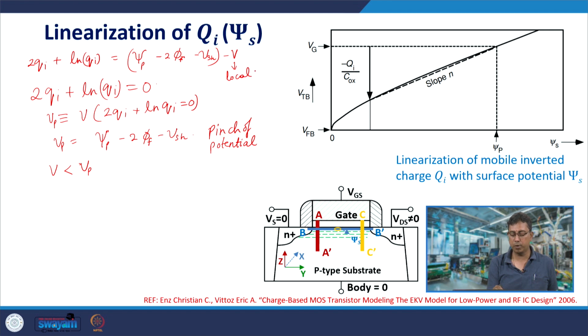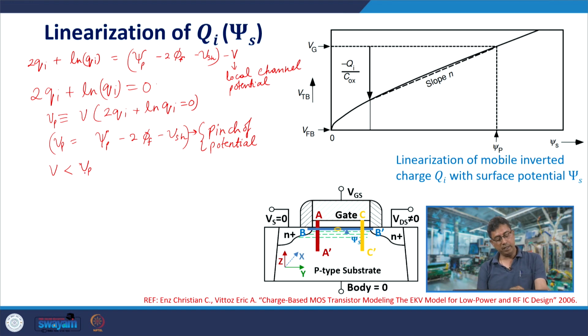Local, this V, small v, we call it local channel potential. So, this Vp we are calling pinch off potential. What we can observe is that for a given device, this pinch off potential, 2 phi f is defined, and VSH, as we had seen in the previous discussion, is also defined for a given gate voltage and a given device. So, we have the pinch off potential Vp defined for a given gate voltage for a given device.